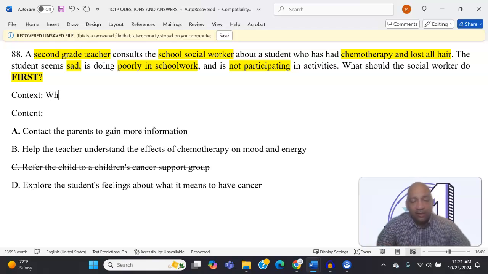So the context: let's start with who are the key people involved in this. Well, we're going to say the second grade teacher is one of the people involved. We're going to say the school social worker is involved. And we know that the student is one of the key people involved in the STEM.